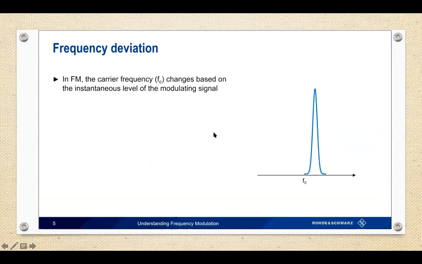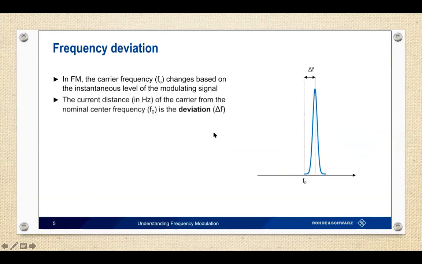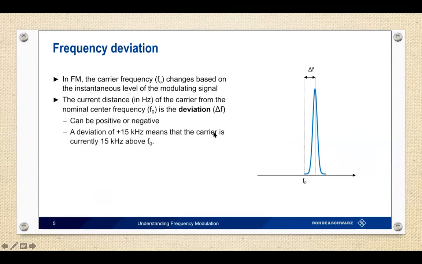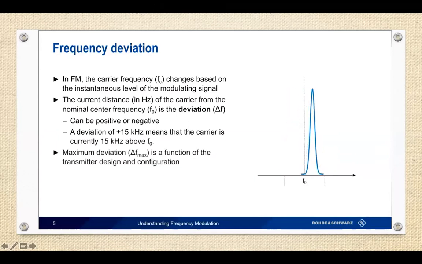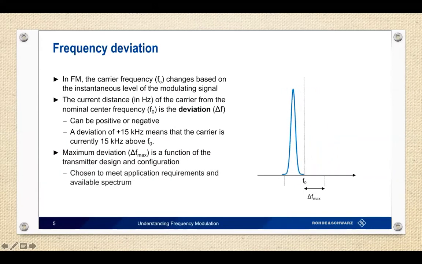A very important concept in FM is deviation, which is the current distance, in hertz, of the carrier from the nominal center frequency of the signal. This deviation can be either positive or negative. For example, a deviation of 15 kHz means that the carrier is currently 15 kHz above the nominal center frequency. In many cases, when people talk about the deviation of an FM signal, what they really mean is the maximum deviation of the signal, that is, the maximum distance away from the center. This value is a function of the design and configuration of the transmitter and is chosen to meet the requirements of the application and the amount of available spectrum.